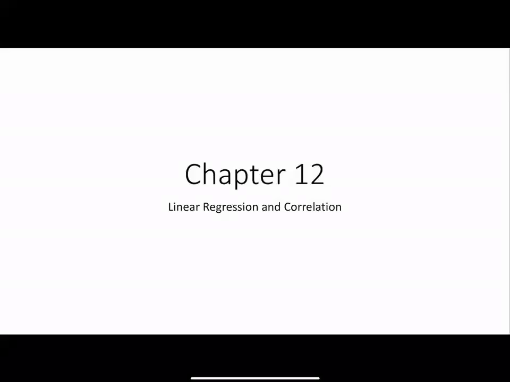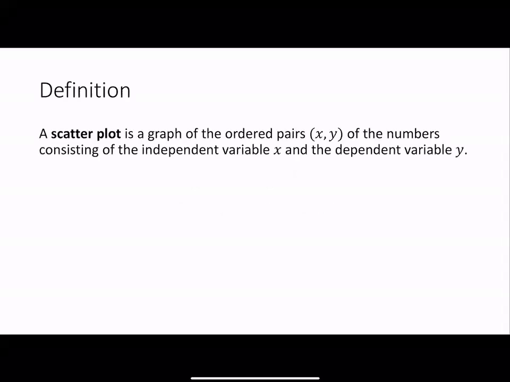Chapter 12, linear regression and correlation. So let's go ahead and just begin here. The first thing is I want to define what a scatter plot is. A scatter plot has ordered pairs and has an independent variable, which we consider our x variable, and our dependent variable, which is our y variable.